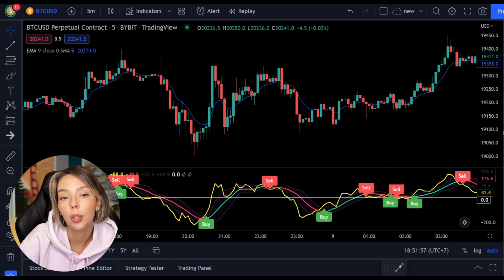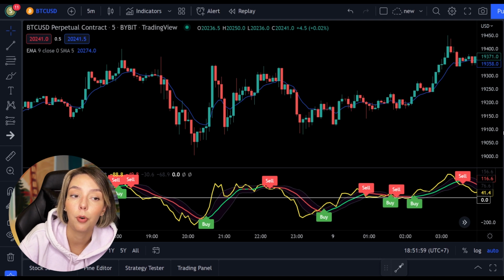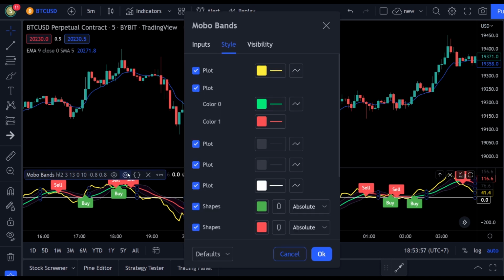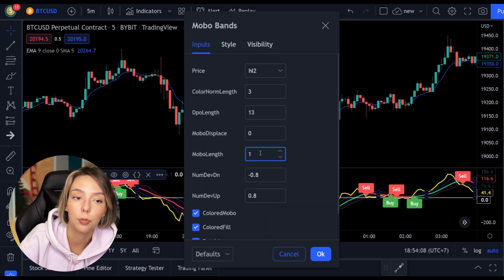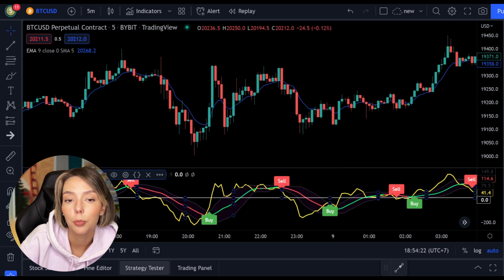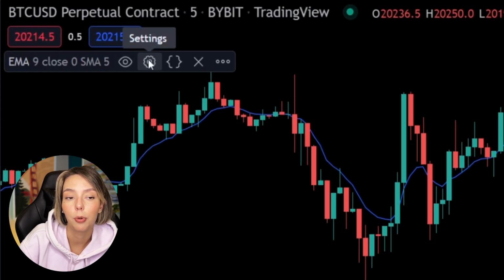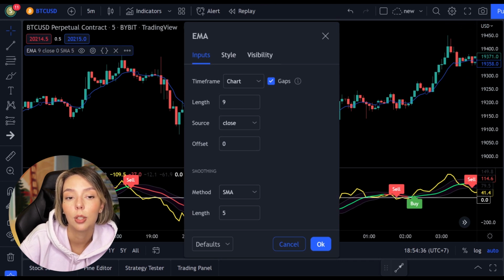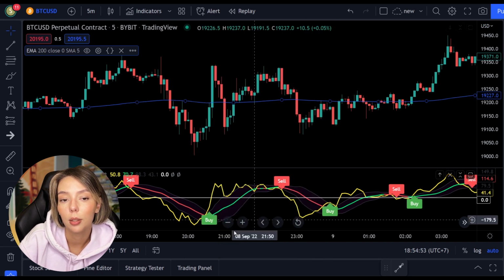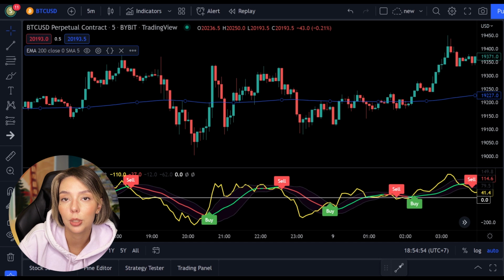Now that the indicators are on price, we first need to adjust them. Start with the mobile bands indicator and change the mobile length from 10 to 15. Then press confirm. Next, you adjust the moving average exponential indicator: press the settings of the moving average and change the length from 9 to 200. Once you've done that, press confirm again, and now we are ready to explain the strategy step by step.